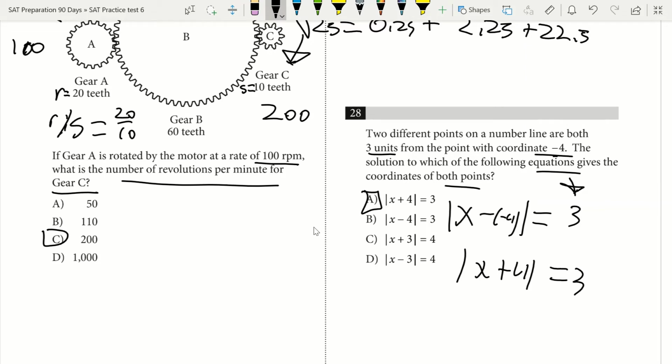The big thing that you need to understand from that is that you're going to have the absolute value of x minus a equals our distance. Our distance is d. Our a is -4. Put that in, solve for your answer there. That's an equation you should put in your notes if you don't have it there. So the answer for 28 is going to be A.